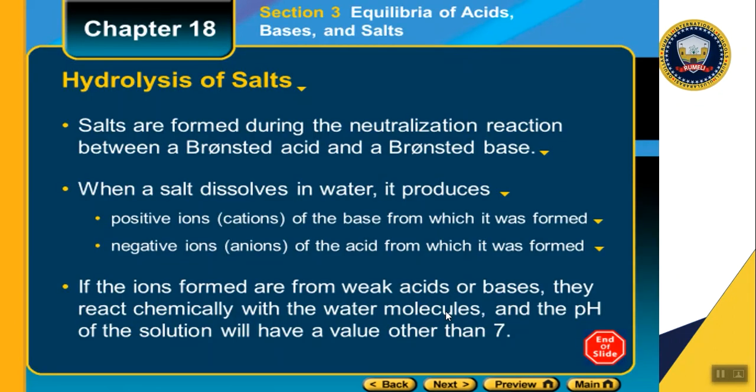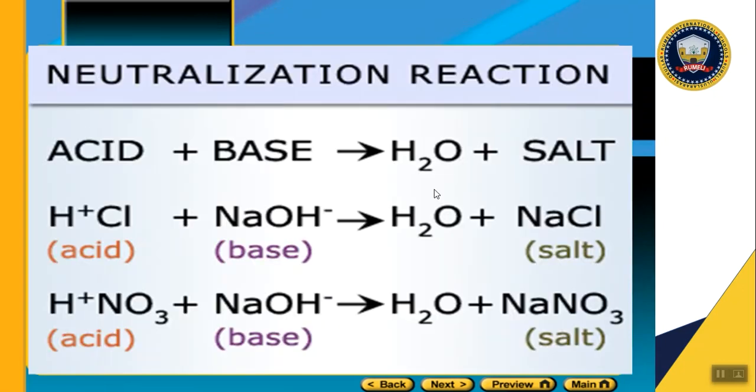Now return to the last of the previous slides, hydrolysis of salts. Salts are formed during the neutralization reaction between an acid and a base. So HCl is an acid. Why? Because it donates a proton, and NaOH is a base. Why? Because it accepts this proton.